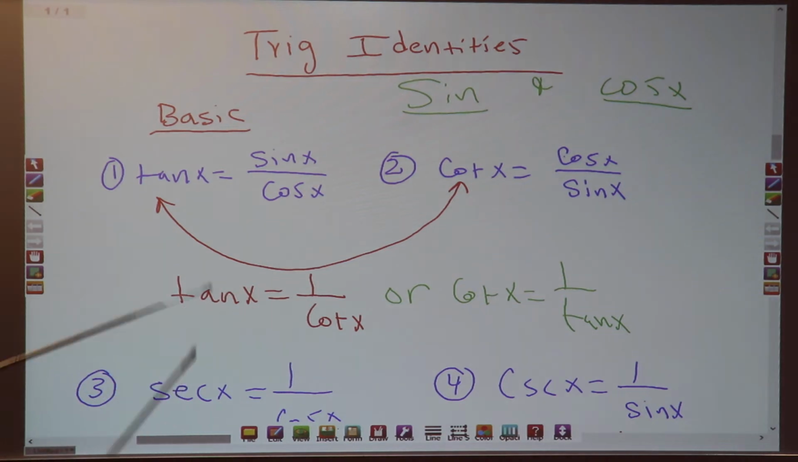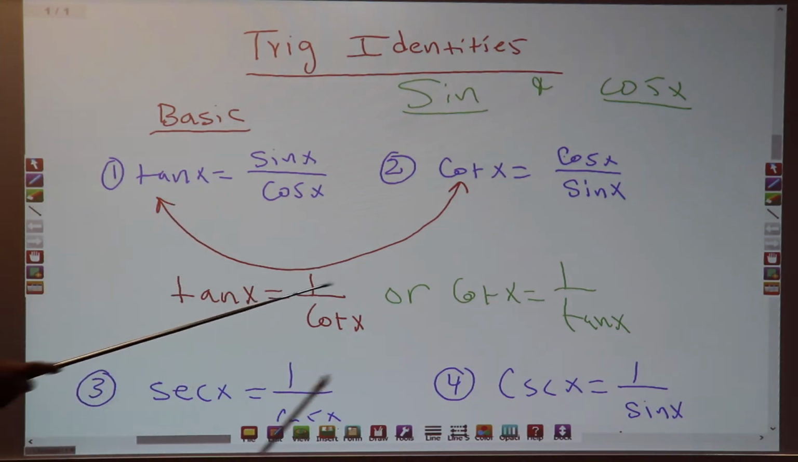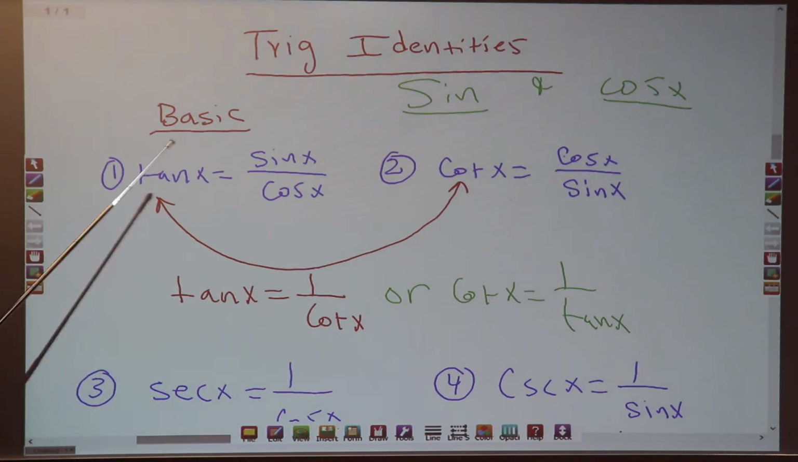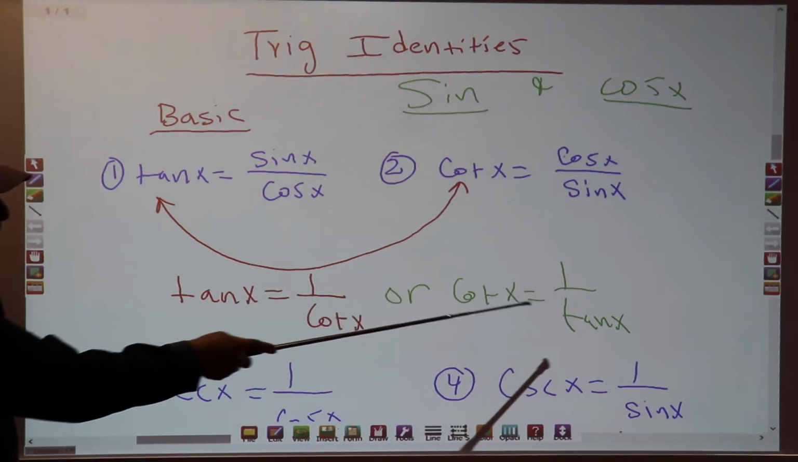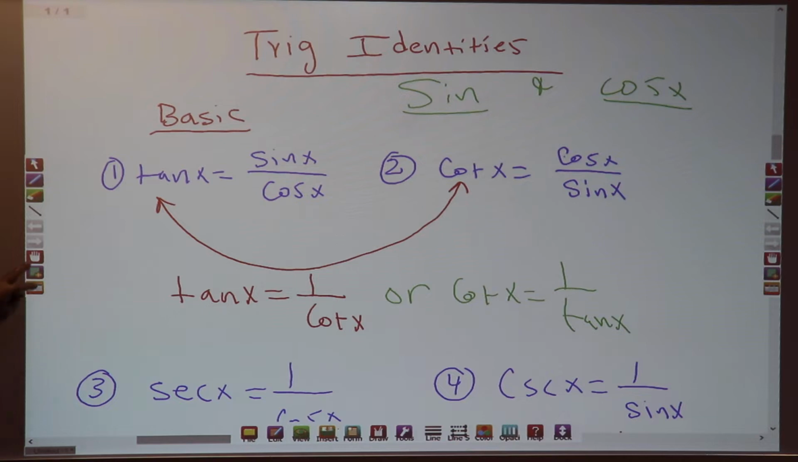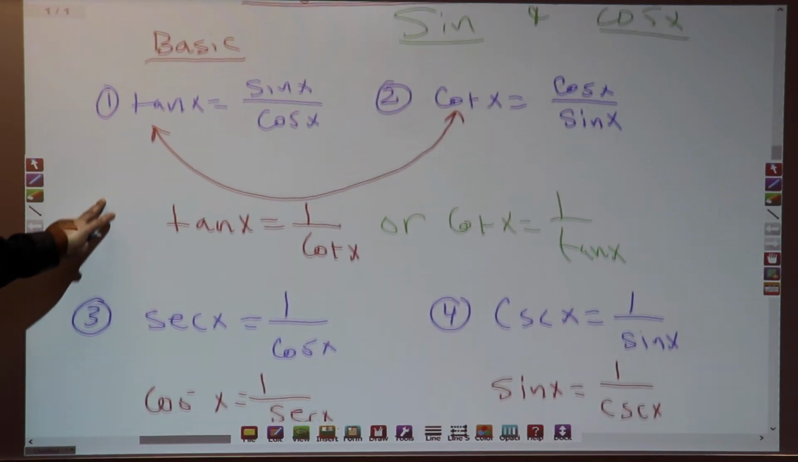Watch what I did here. Tan and cotan are reciprocals of each other. You can use this for some proofs. Tan x equals 1 over cotan x, or cotan x equals 1 over tan x. Okay, that's the first thing.